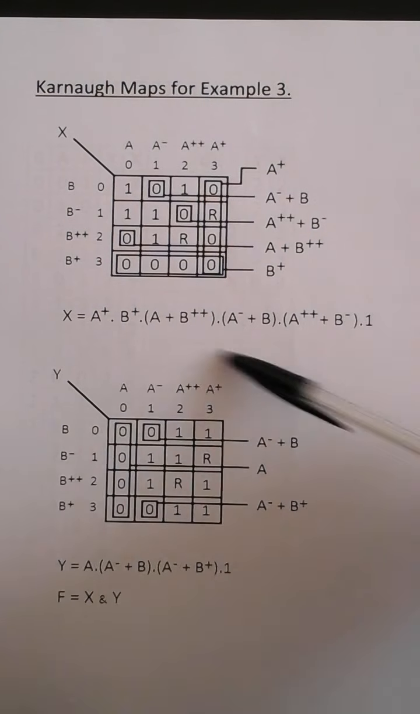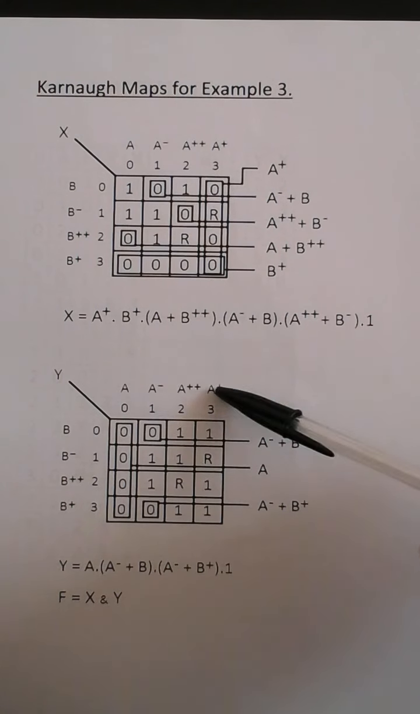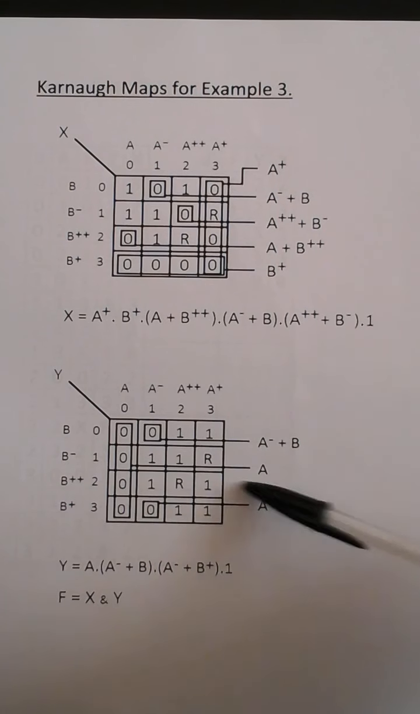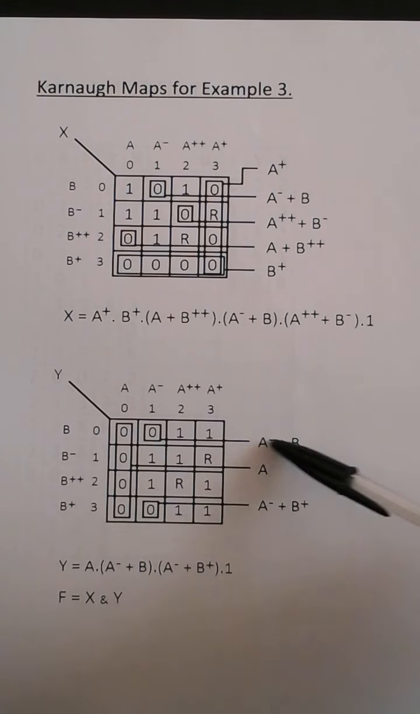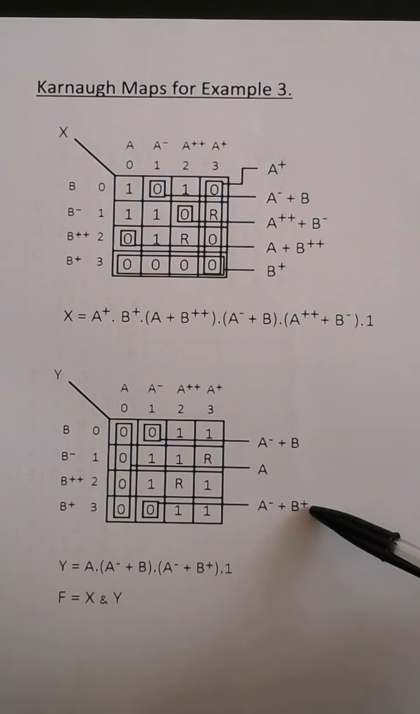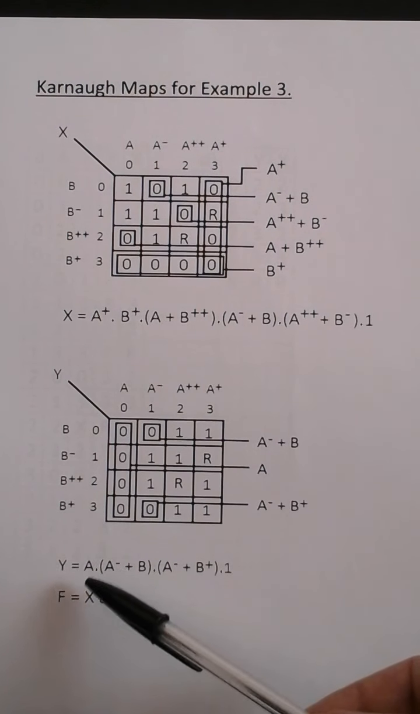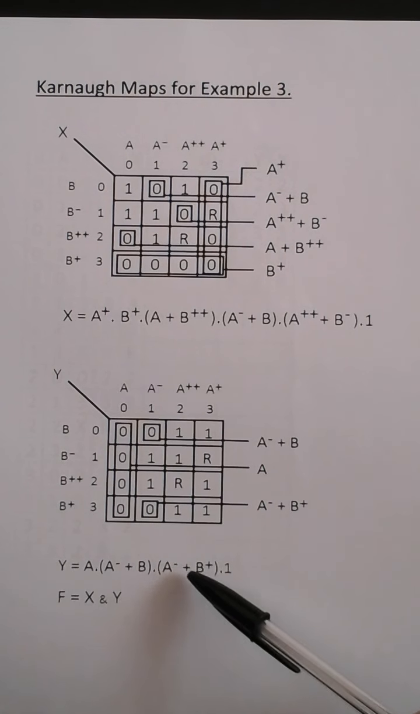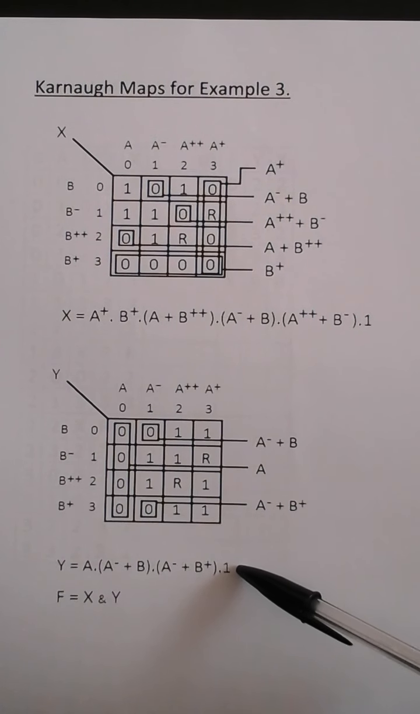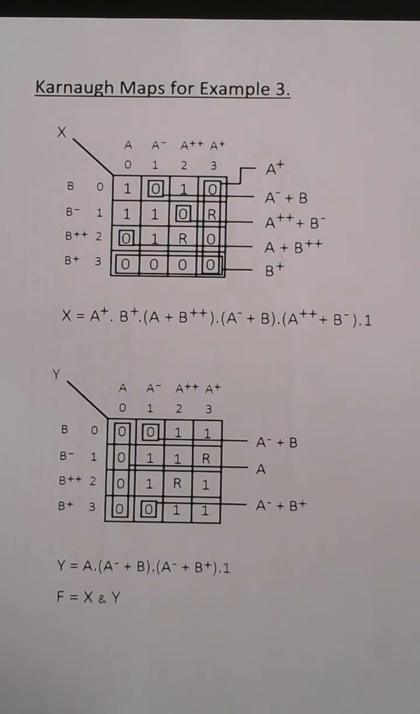For kernel map y, for the function y, again you're looping the zeros, so it's the same labelling of the variables. I'm looping a 4 column here, so that's A. This is A minus max B, and this is A minus max B plus. So the function y equals A minus A min B minus max B min A minus max B plus min 1. So you're adding a constant logic state to the expression to make it two-valued, and the function f equals x ampersand y.